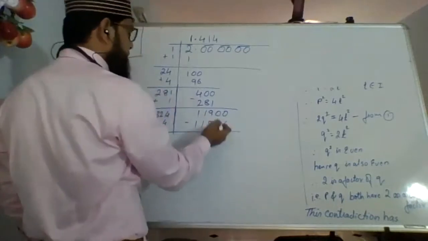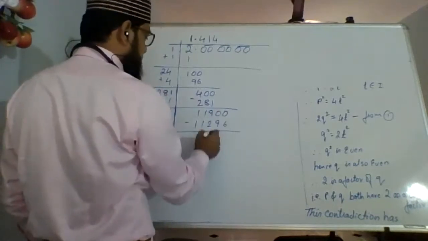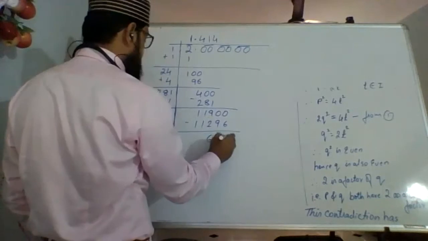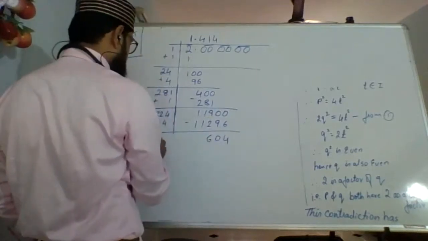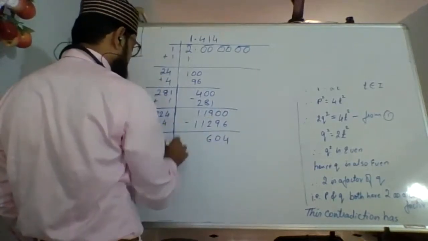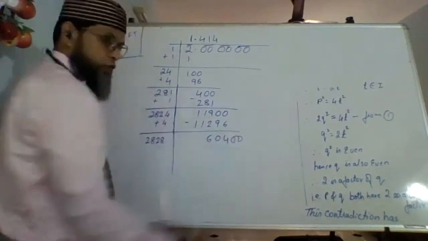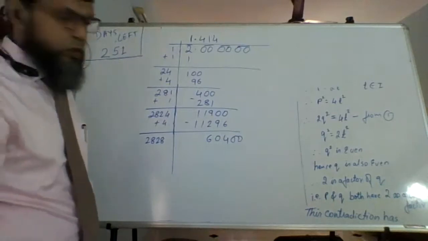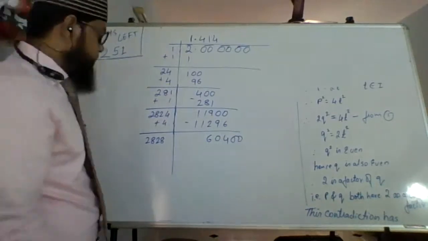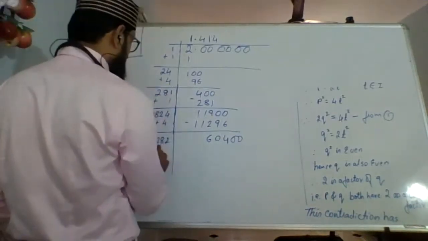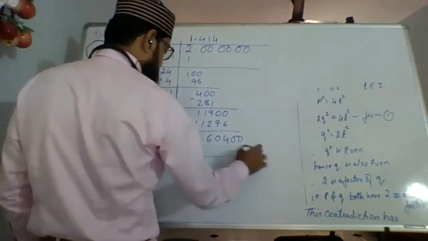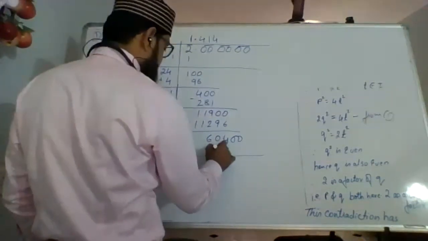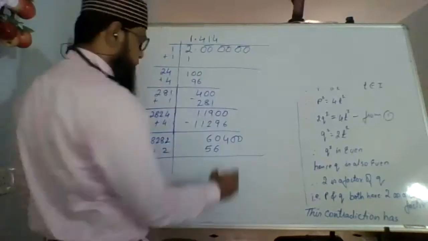So 11,296, that means 300, 600 and 604 will be the remainder. 28 will come over here. You'll get 2 more zeros over here. Okay, so 60400, and here multiply by 2. So this comes as 56564.